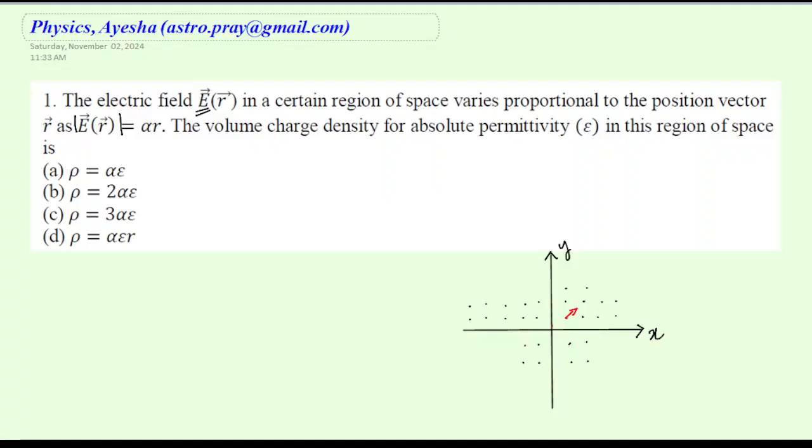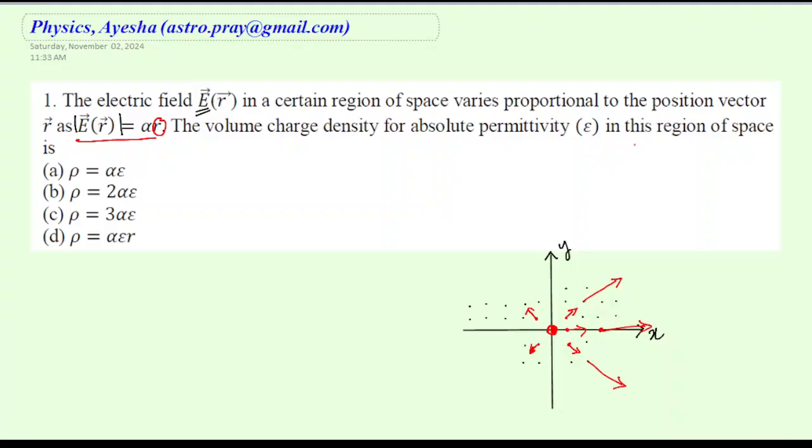Considering the source is at the origin, let's say the vector at this point is oriented in that direction. Vector in this direction is here, vector in this direction is here, vector here in this direction is here. So the meaning of magnitude of E being directly proportional to R is, as we go away from the source, the magnitude of this vector is going to increase. It's like this. If it's here, it may be like this. So the magnitude increases as we go radially away from it.